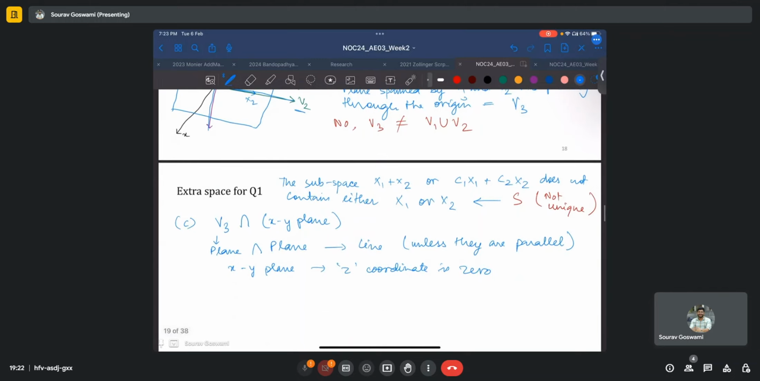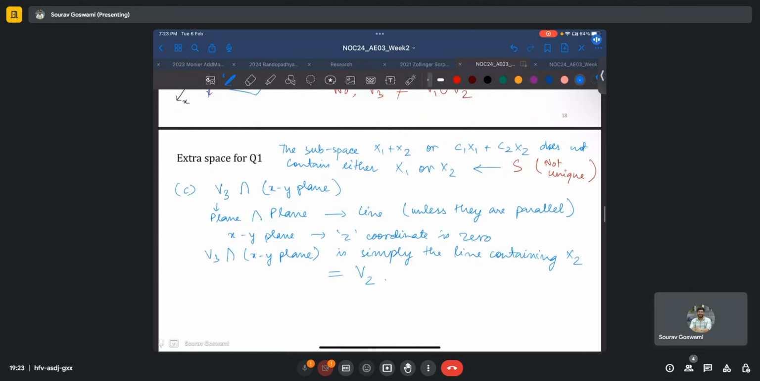So the intersection of this subspace with the xy plane is very simply the line containing x2, which is in fact our subspace V2.